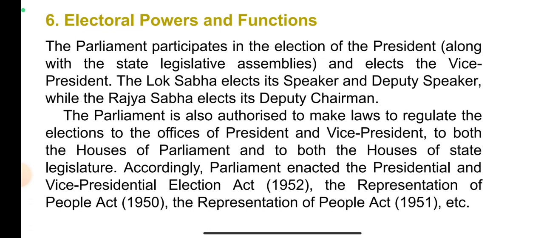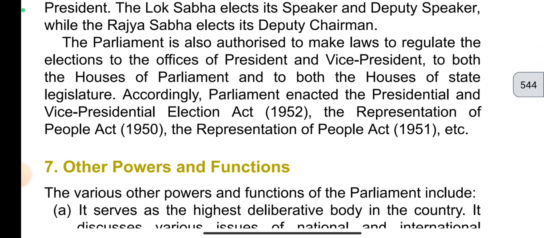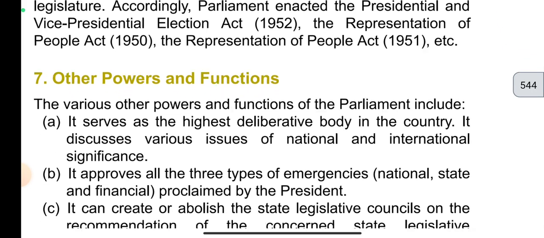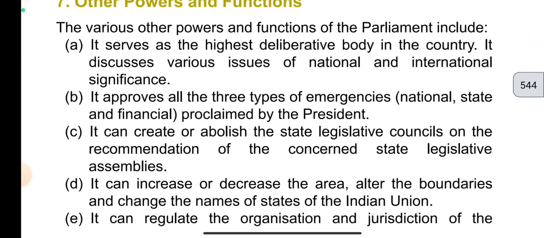The Lok Sabha elects its Speaker and Deputy Speaker, while the Rajya Sabha elects its Deputy Chairman. The Parliament is also authorized to make laws to regulate the elections of the offices of President and Vice President to both the Houses of Parliament and to both the houses of state legislature. Accordingly, Parliament enacted the Presidential and Vice Presidential Election Act 1952, the Representation of People Act 1950, the Representation of People Act 1951.